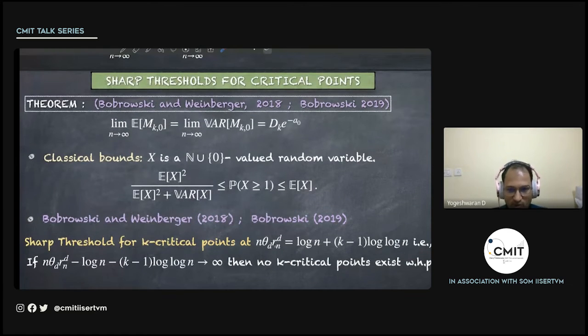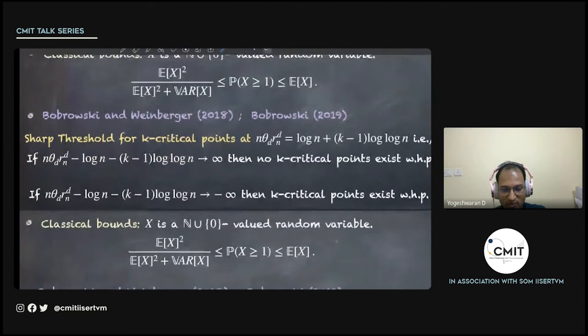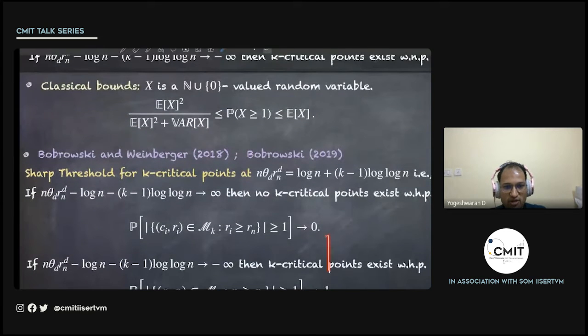Let's parse it. What we said last time, we made precise sense. I will restate this again. First is a quick statement that there is a threshold or transition for k critical points at this level: n theta Rn^d equal to log n plus (k minus 1) log log n. What does it mean? If I look at critical points above level Rn satisfying this condition, there is nothing. If I look above Rn satisfying this, I have a lot of them. I'm rewriting it again more clearly now. So these are the bounds. So how do we go from here to here? You just have to show.